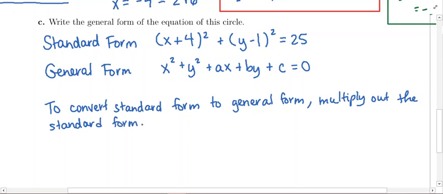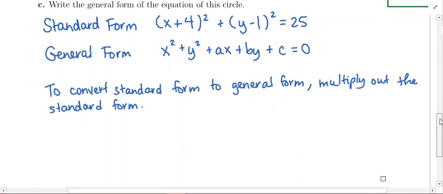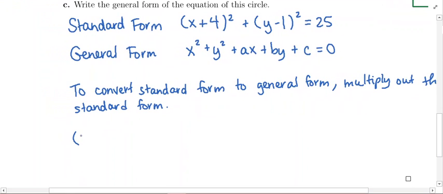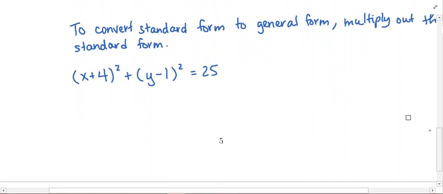Let's write down our standard form once again. We've got (x plus 4) quantity squared plus (y minus 1) quantity squared is equal to 25. We just have to multiply it out and basically rearrange the terms so they look like general form. So let's do it.